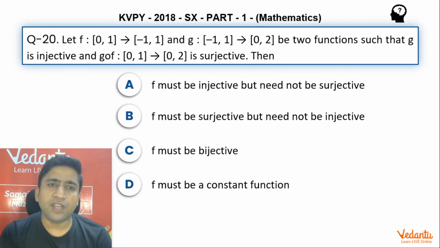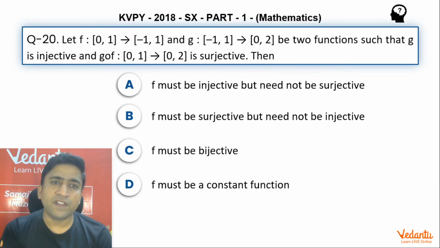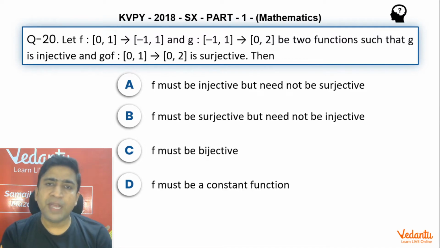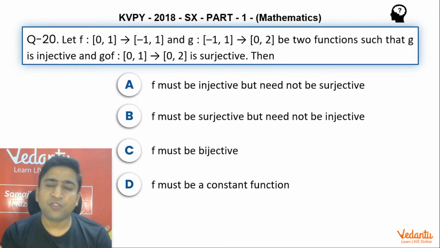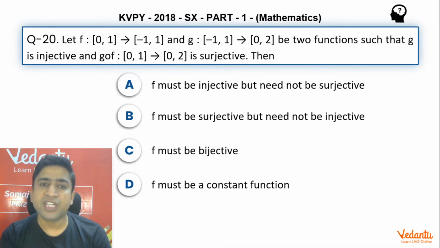As you can see on the screen, this question says: let f from [0,1] to [-1,1], both ends closed, and g from [-1,1] to [0,2] closed, be two functions such that g is injective and g∘f from [0,1] to [0,2] is surjective. Then option A: f must be injective but need not be surjective. Option B: f must be surjective but need not be injective. C: f must be bijective. D: f must be a constant function.